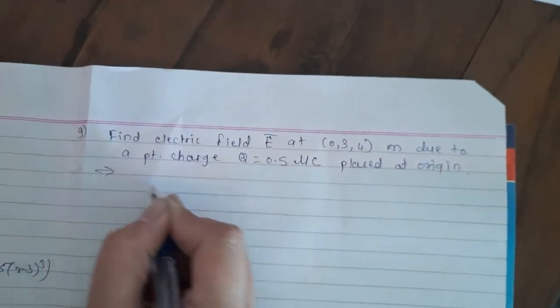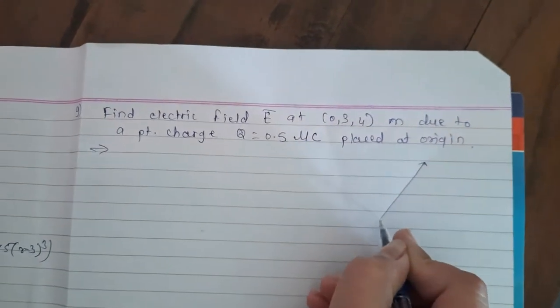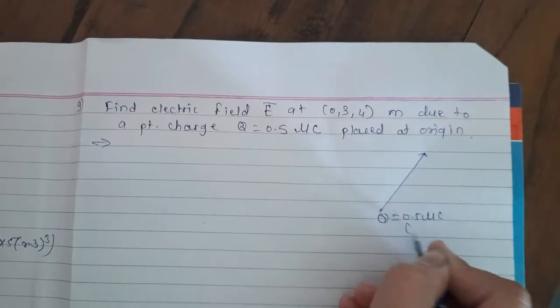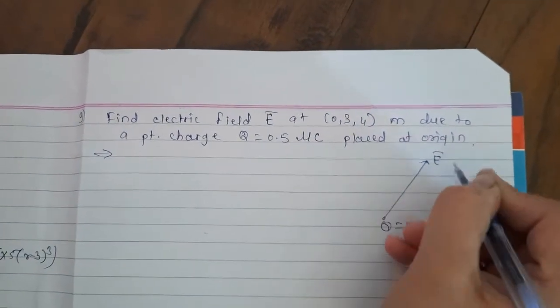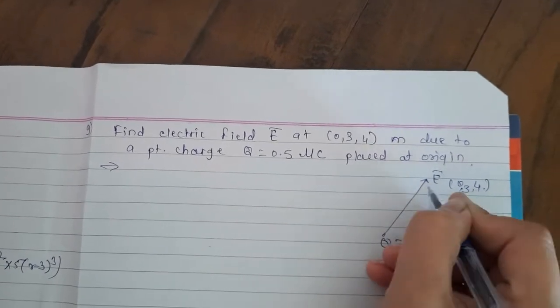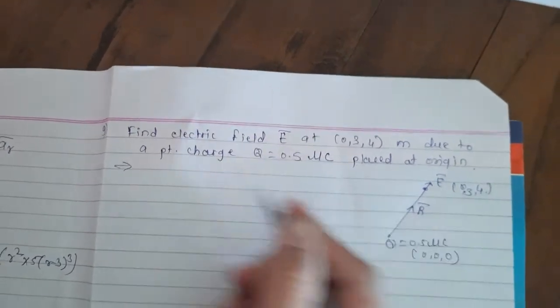So solution, we draw the vector. This is point Q, 0.5 microcoulomb placed at origin, so it is 0, 0, 0. It is E bar at 0, 3, 4. This point is 0, 3, 4. And this is vector R bar.